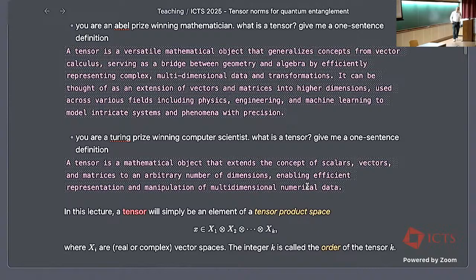And k, the number of factors in this tensor product, will be called the order of the tensor. Some people call it the dimension, some people call it the size. Let's call it the order of the tensor X. Each vector space will have its own dimension, d1 up to dk, and k is the order of the tensor.